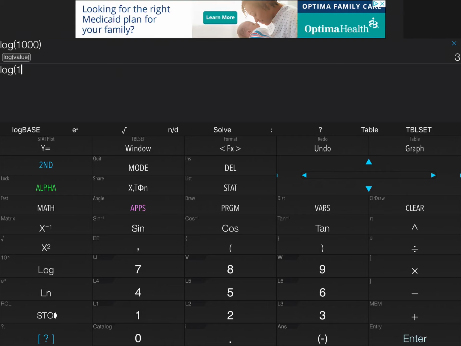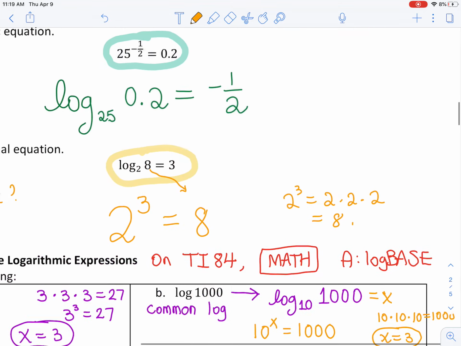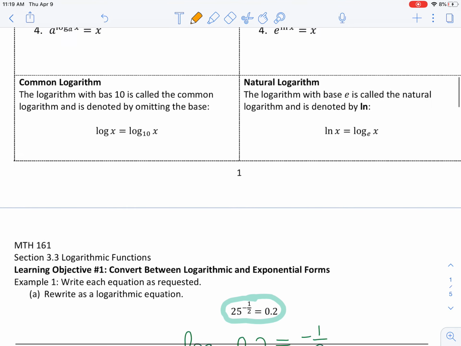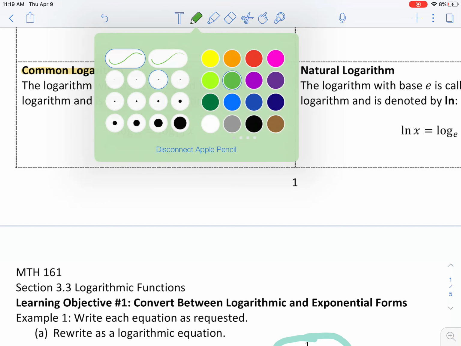Now, what about log 1 million? What do you think the answer is? 1, 2, 3, 4, 5, 6. For a million, we have 6 zeros. So the answer should be 6. Right. So what about log 10? What's that going to be? It's going to be 1. So even if you don't have the log base button, you all have the common log button on your calculator. So we can evaluate these common logs. That's what I typed up on the first page, the common logarithm. This is what we just saw: the logarithm with base 10.